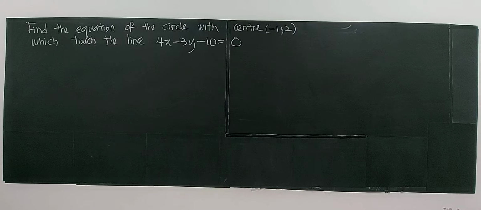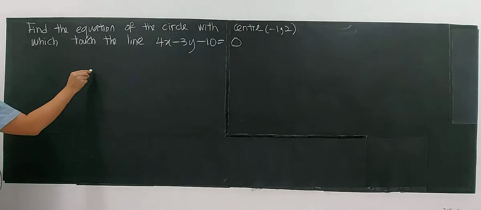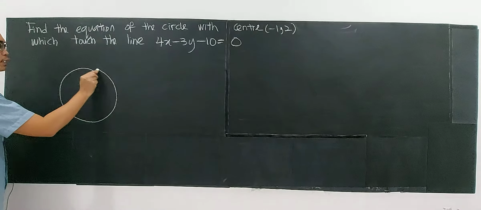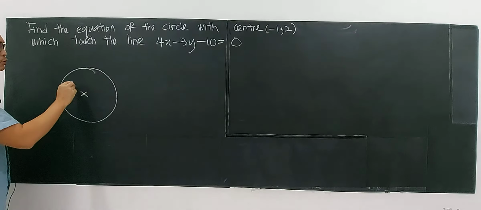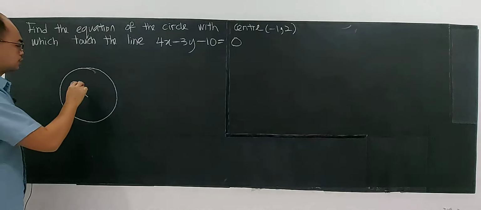Alright, this will be a question involving the use of the shortest distance formula in finding the equation of the circle. Find the equation of the circle with center... Alright, this question already gives the center. This is a very easy question because they already gave you the center.